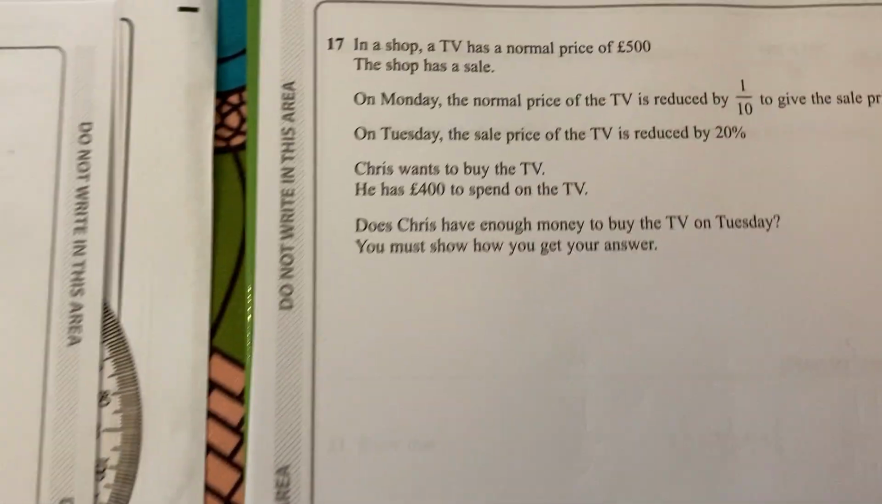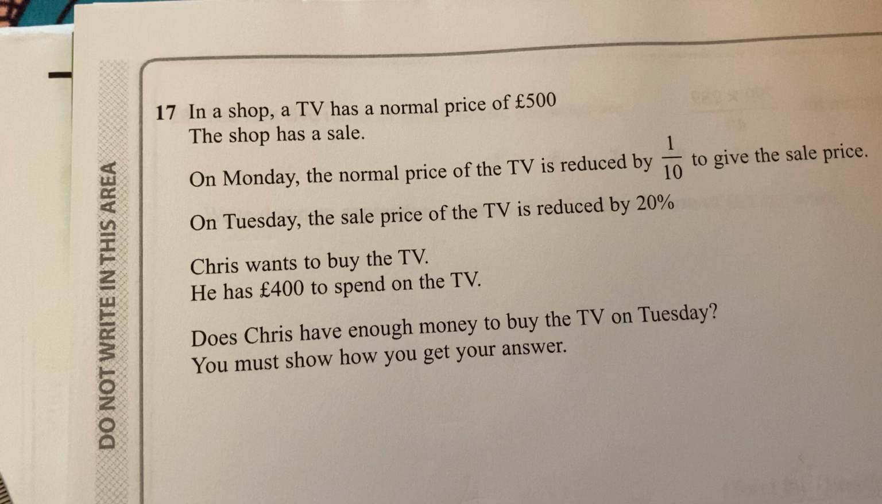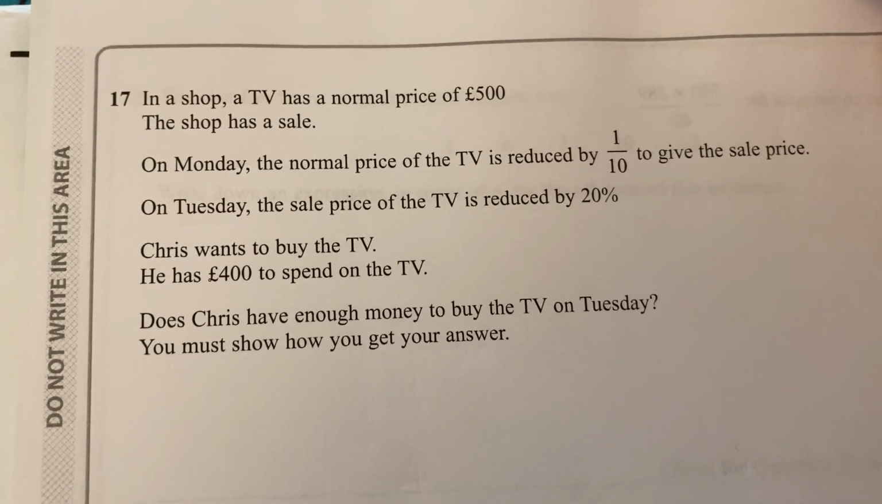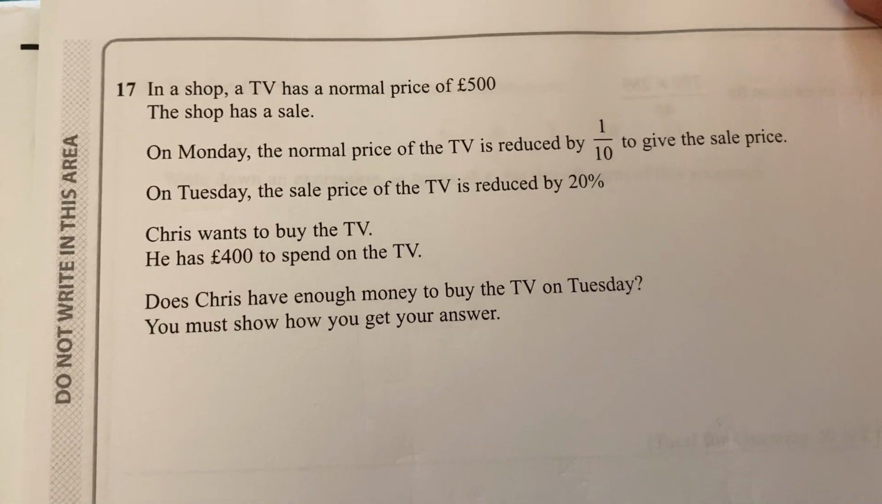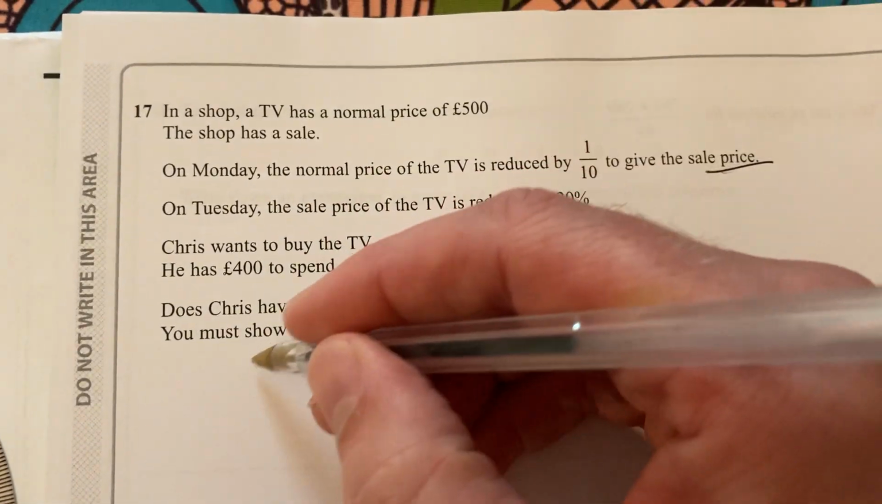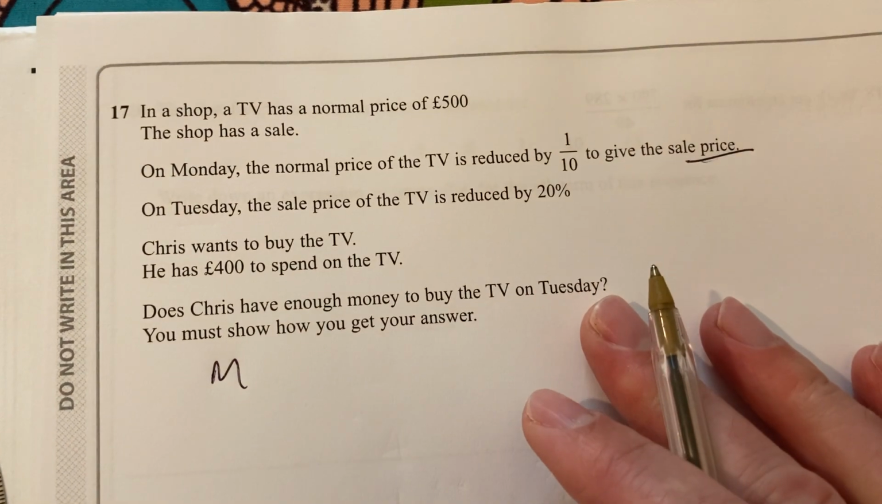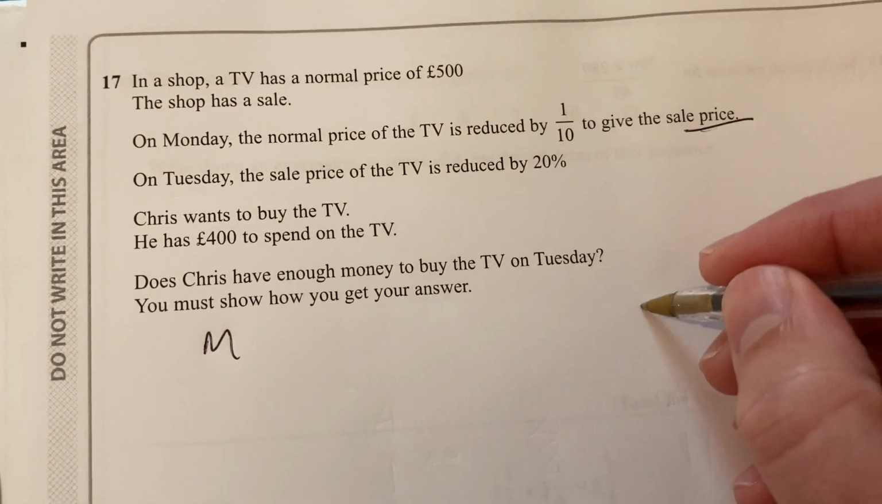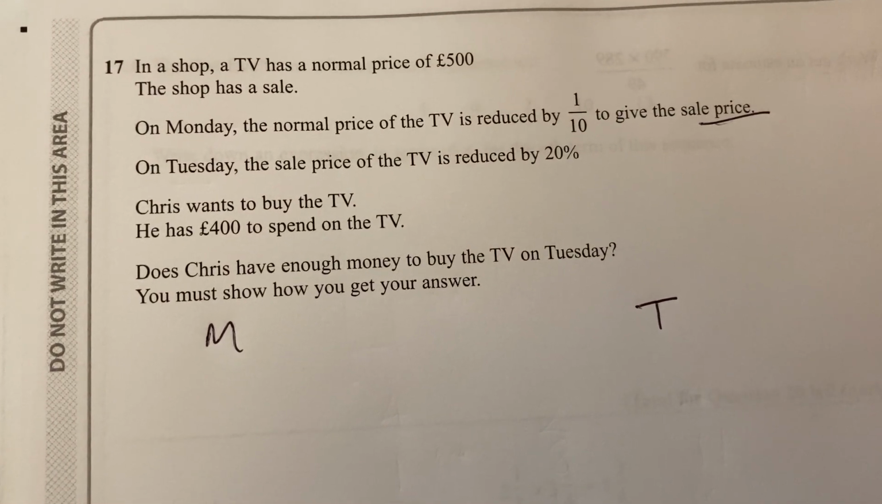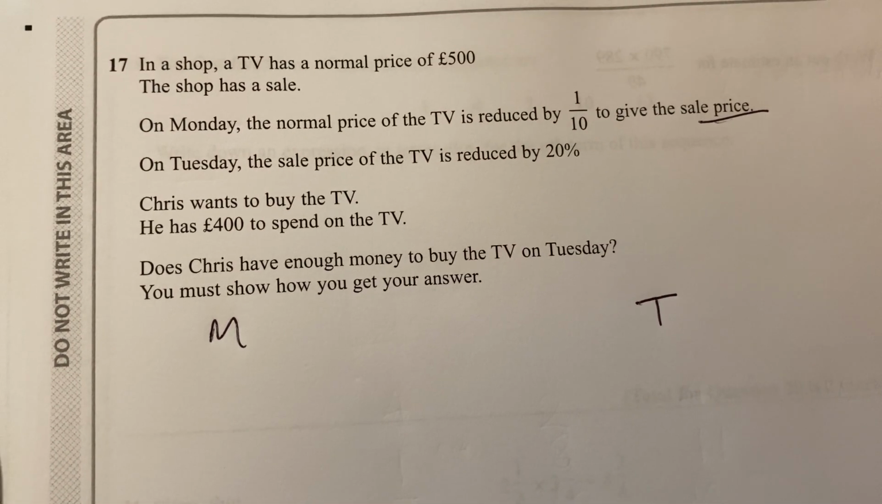Right, question 17. In a shop, a TV has a normal price of £500. The shop has a sale. On Monday, the normal price of the TV is reduced by 1/10 to give the sale price. Okay, so for price for Monday. And then on Tuesday, the sale price of the TV is reduced by 20%. So Chris wants to buy the TV. He has £400 to spend on the TV. Does Chris have enough to buy the TV on Tuesday?